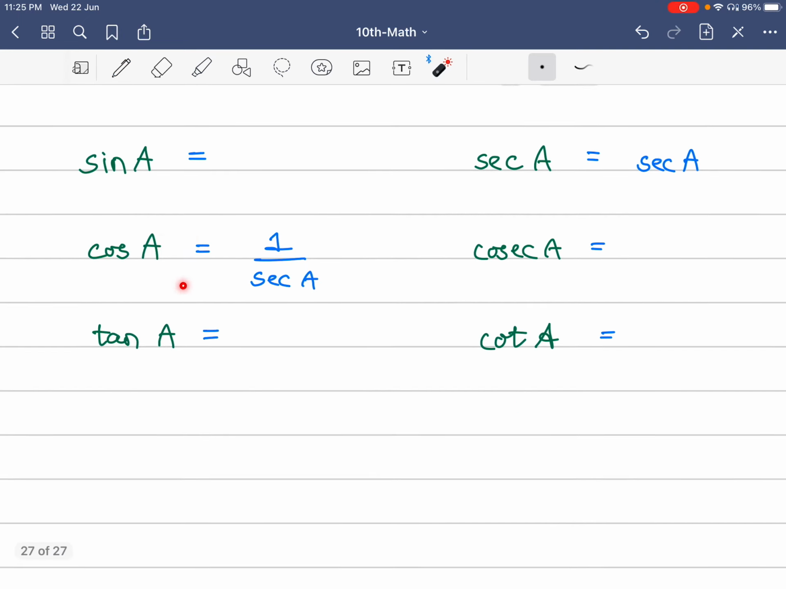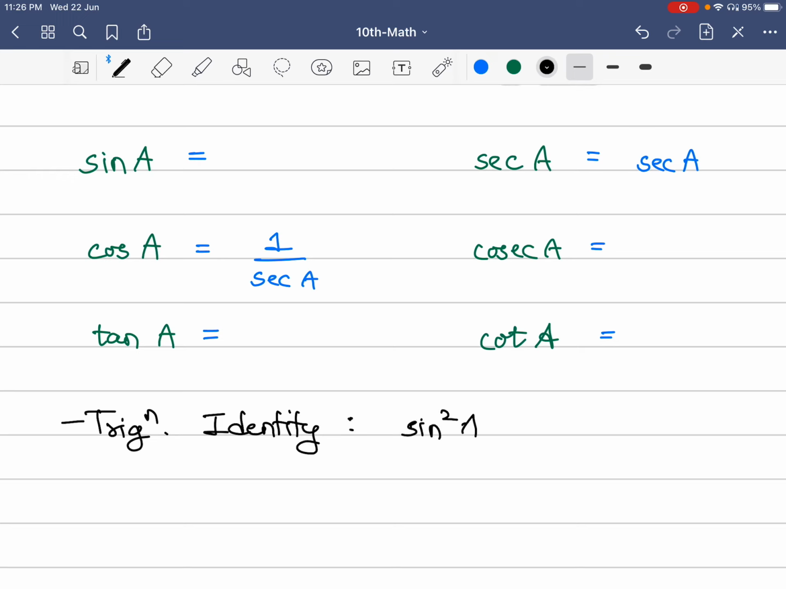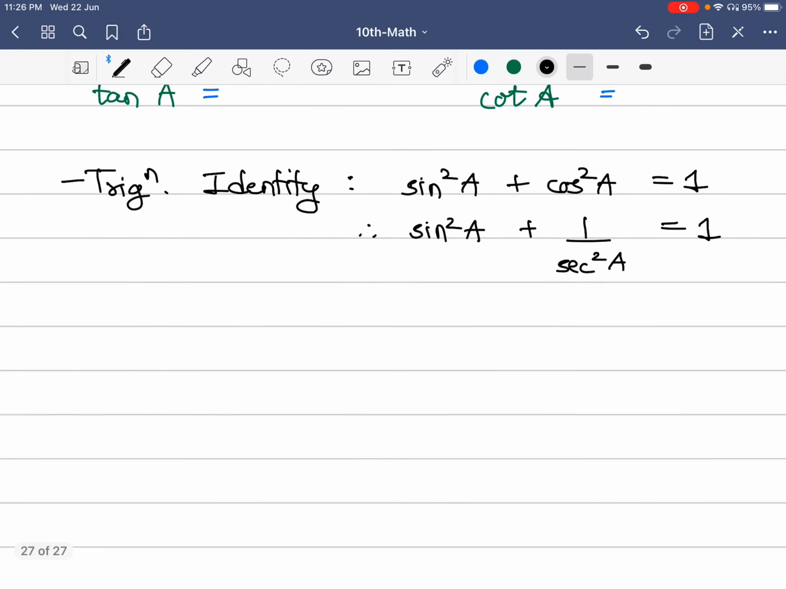Now since we have cos of A, we can easily write sine A in terms of sec of A. Why? Because using the trigonometric identity. We have a trigonometric identity which says sine square A plus cos square A is equal to 1. Okay. Now we have cos A in terms of sec A. So let's substitute that value, and therefore we have sine square A plus 1 upon sec square A as equal to 1.